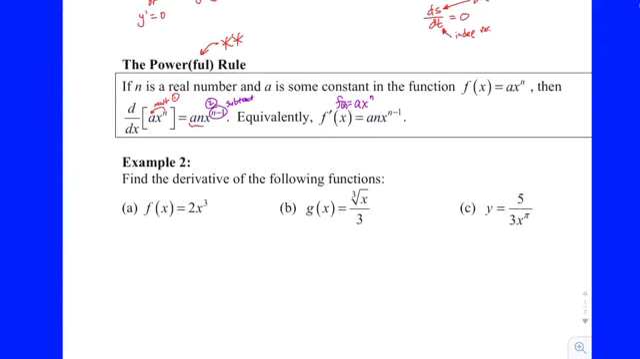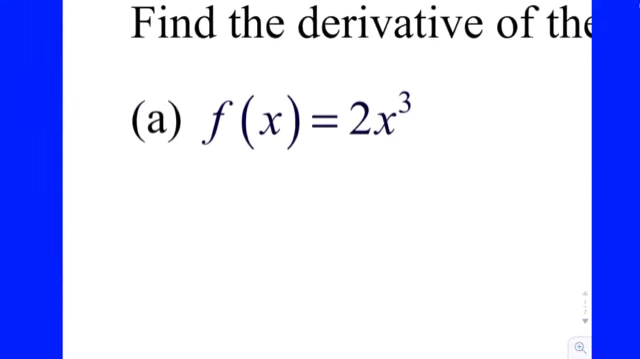Let's try it out. Find the derivative of the following functions. Here we go. f of x is 2x cubed. Well, that's written in the form a times x to the n. So f prime of x, you don't have to show the d dx of both sides, it's solved explicitly for y or f, equals, let's see, 2 times 3 is 6, so there's your new coefficient, times x to the 3 minus 1 is 2. We're done. It's 6x squared. How joyful is that?